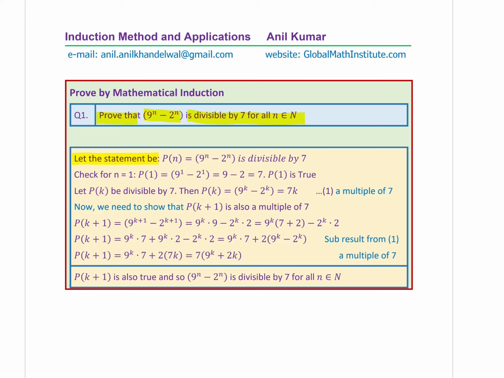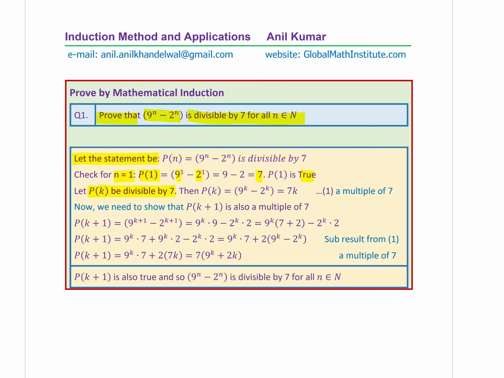Now what are we going to do? First, we'll check for n equals 1, that is P of 1. So if I substitute 1 here, we get 9 minus 2, which is 7, and sure, this is divisible by 7, correct? So we say P of 1 is true. So for n equals 1, the statement P of n is true. Now we'll assume that it is also true for n equals k. So 9 to the power of k minus 2 to the power of k is divisible by 7.